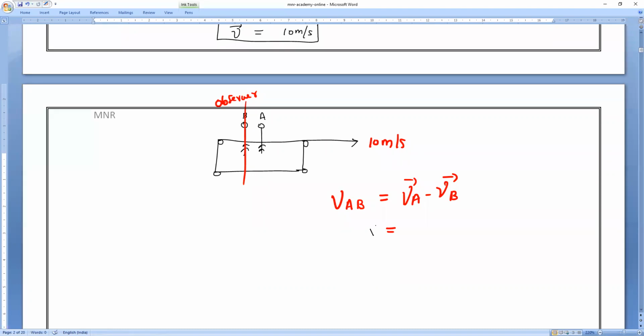Can you get what I am saying? Relative velocity: 10 minus 10, which is equal to 0 meters per second. Any doubt, anybody can ask me.